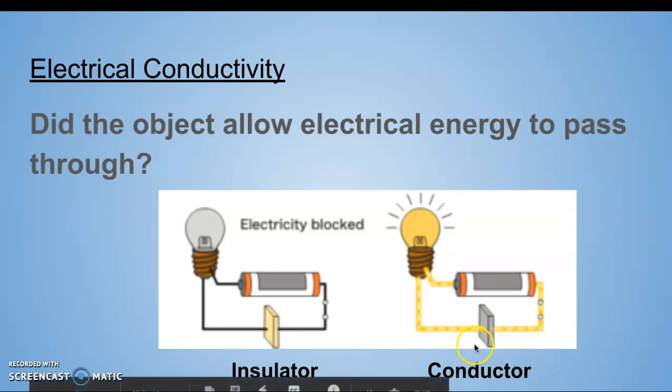Over here, same basic circuit, but a different object has been inserted in the circuit. Notice your light bulb is on. This object is an electrical conductor because it allows the electrical energy from the battery to flow through and complete your circuit.